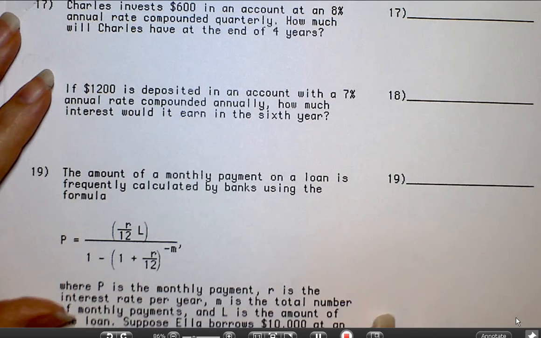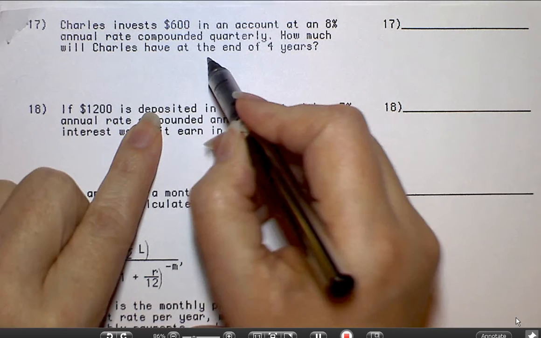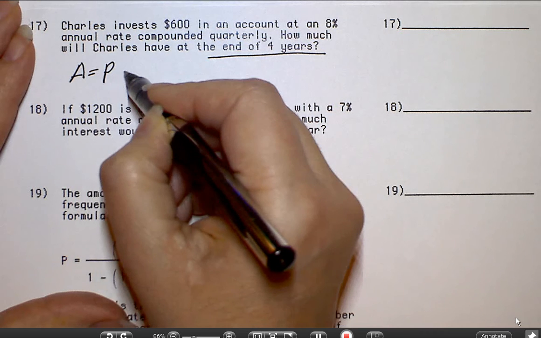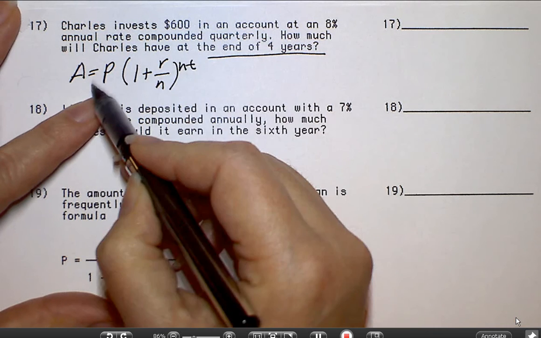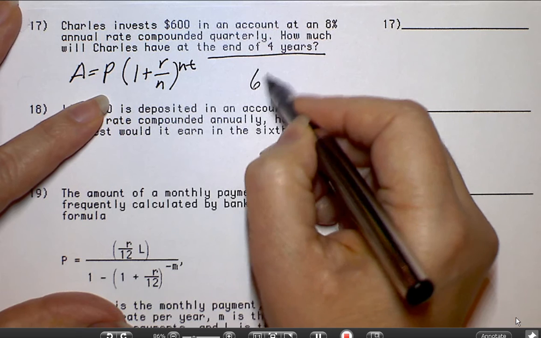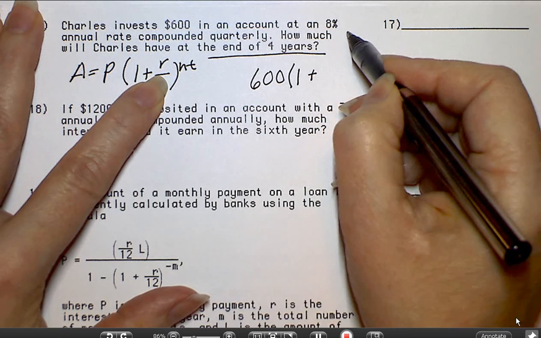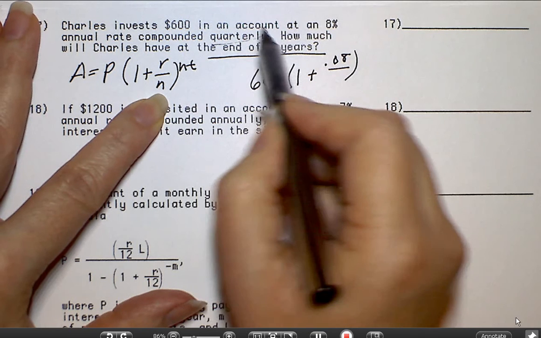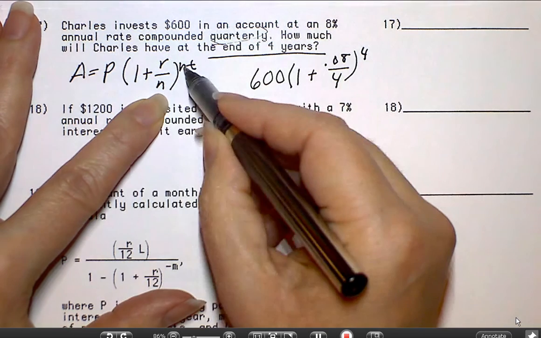Alright. 17 says, how much money will they have at the end of the 4th year? So we need the formula. A is equal to P times (1 plus R over N) to the NT, where P is your principal amount, so you have 600, and R is your rate, so 8% is 0.08, and divide that by, it says quarterly, your number of times a year, so that's 4, and it's raised to 4 times, because 4 is N, and then time is also 4.